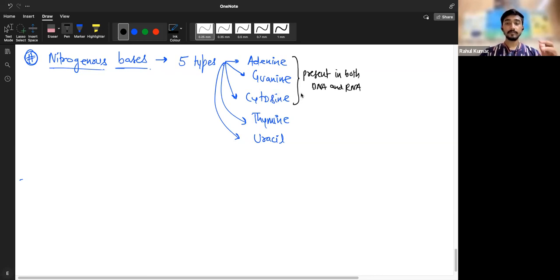But we need 4 to make pairing. So thymine is only present in DNA, and it makes a bond with A. And uracil is only present in RNA. And again, uracil forms a bond with adenine. Is it clear? The 5 types of nitrogenous bases: AGC is present in both DNA and RNA, thymine only in DNA, uracil only in RNA. Okay.